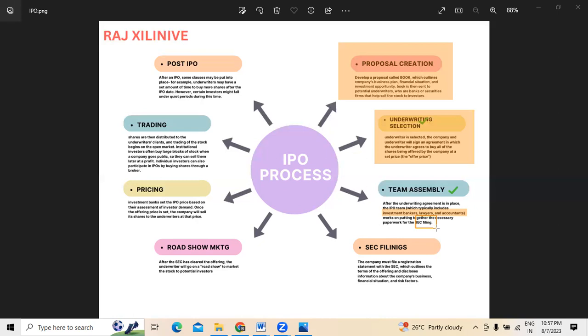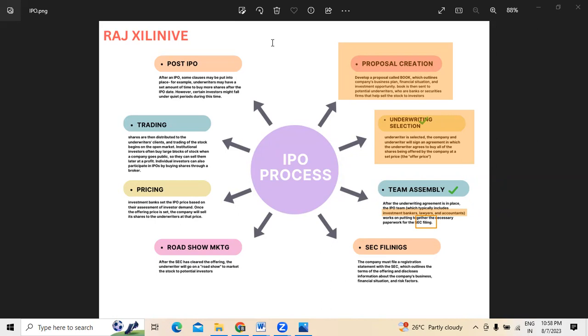Because they have to file in SEC, as I told you, they have to file in SEBI, the Securities and Exchange Board of India, right? That's from the Indian context I am saying. If it is outside India, usually they will have their own securities exchange boards where they have to apply. For example, in the Indian context, it will be NSE.